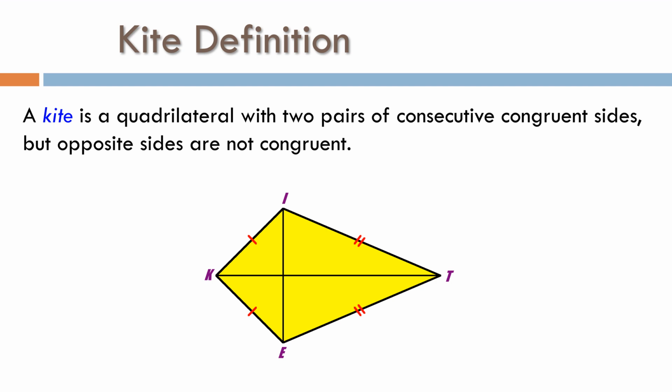Just from looking at that picture, what can you tell me about the diagonals of a kite? They're perpendicular, correct?